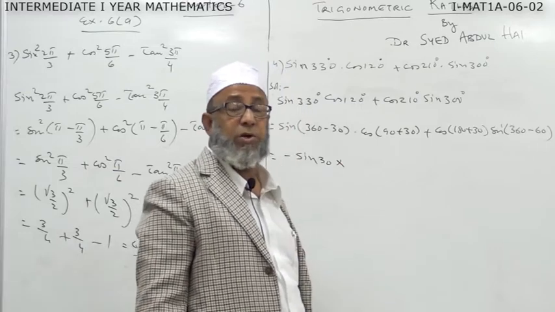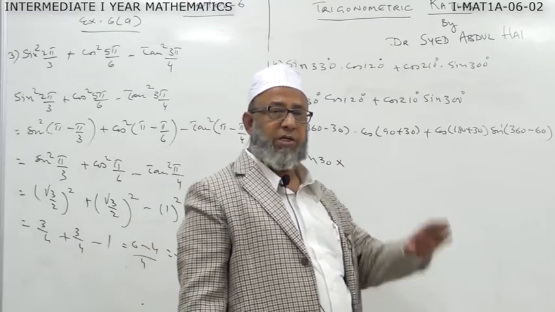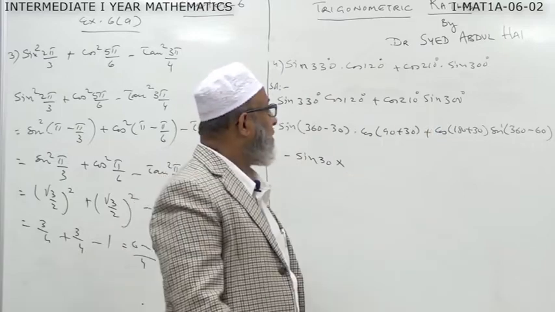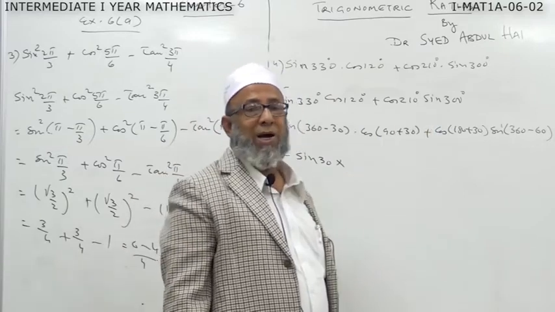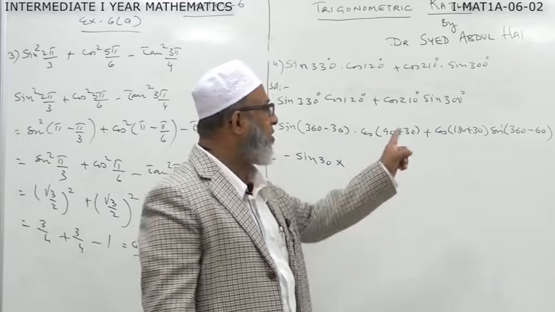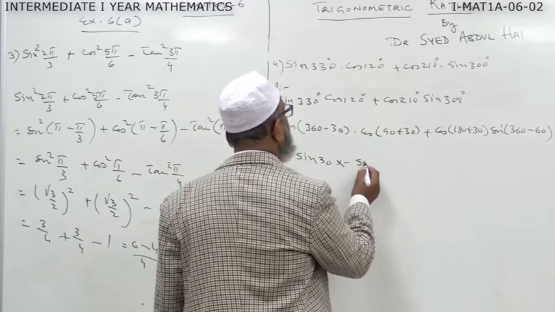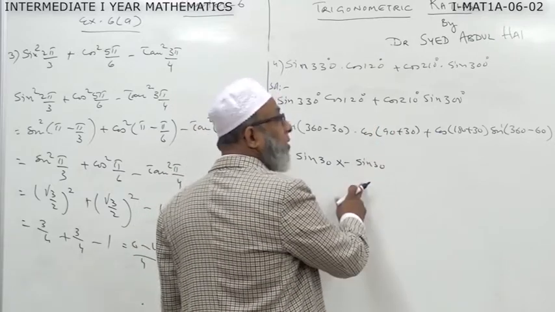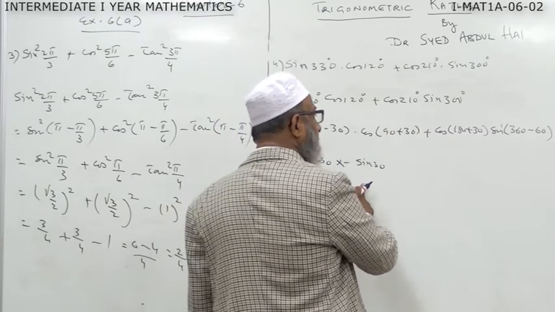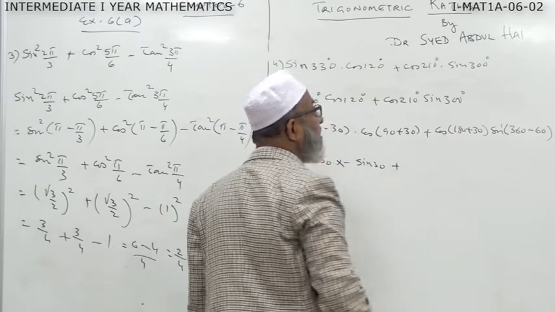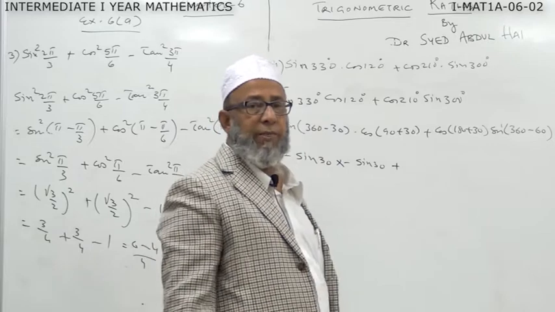90 plus theta. Which quadrant? Second quadrant. In second quadrant, it is at the top. All silver teacups, sin is positive, therefore cos will be negative. So it is nothing but minus. Cos becomes sin and it becomes negative, plus cos 180 plus theta.